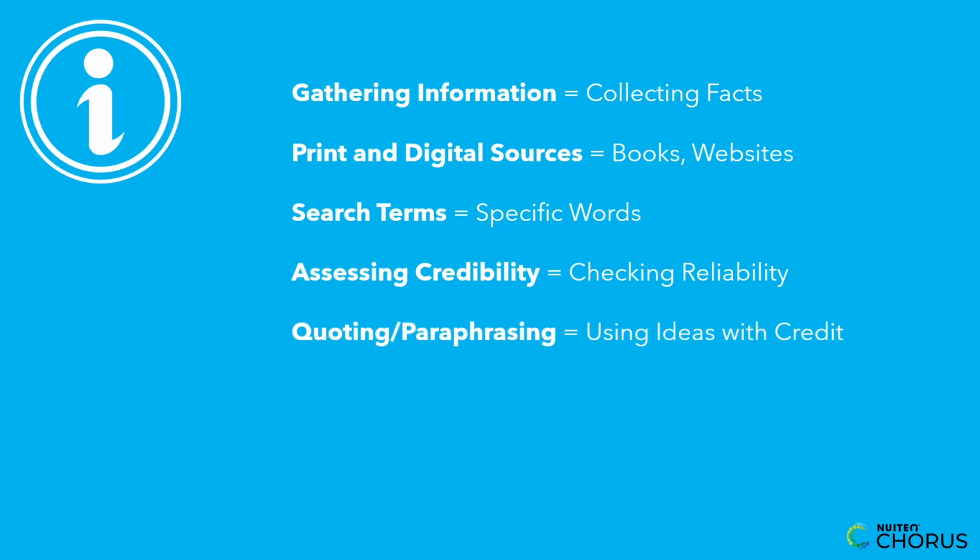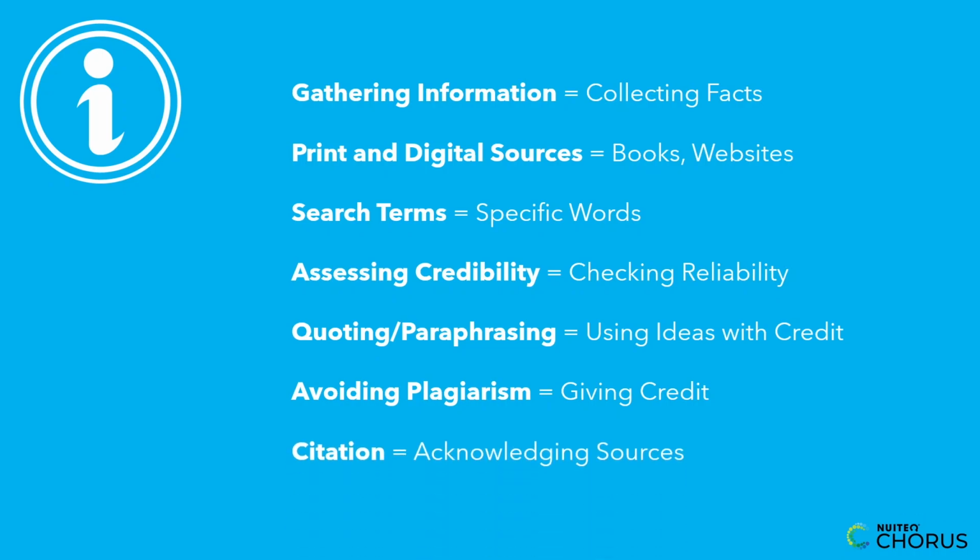Quoting and paraphrasing involves using someone else's ideas in your work while giving them proper credit. Avoiding plagiarism means not using someone else's work without giving them credit. Citation is the standard format for acknowledging the sources you use.